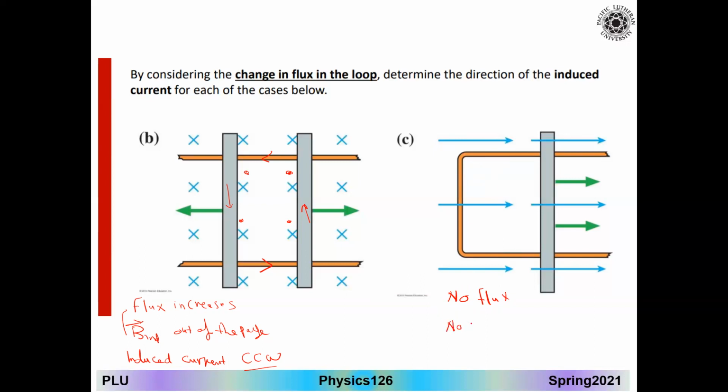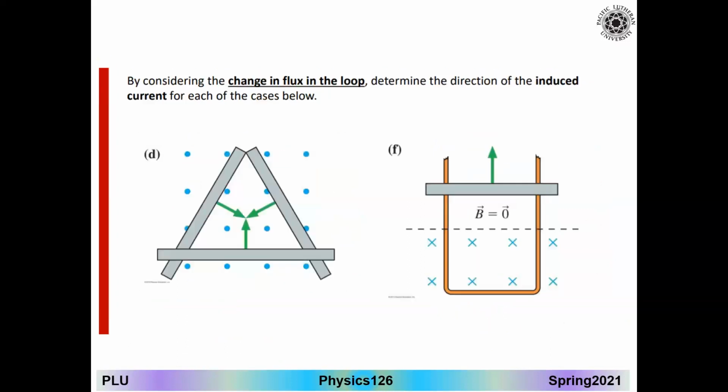The same thing: no induced current, because the induced magnetic field will be zero. So there is no induced magnetic field. We saw these situations when we used the motional EMF. Let's see more examples of Lenz's law, to see multiple situations where we can find the direction of the induced current.